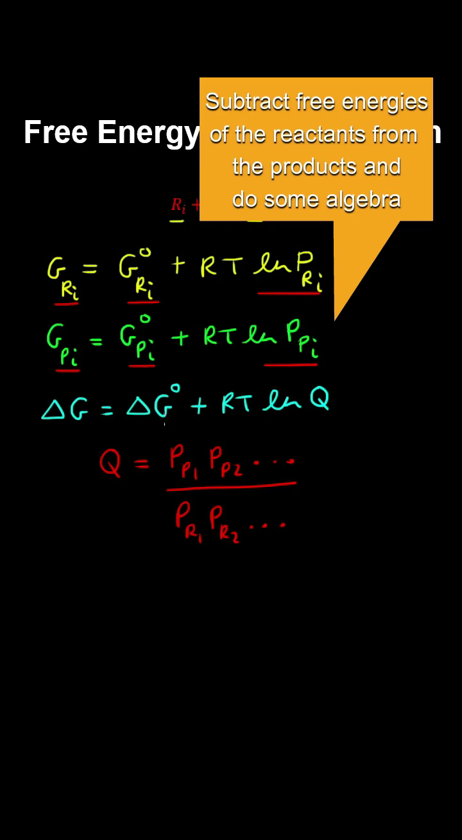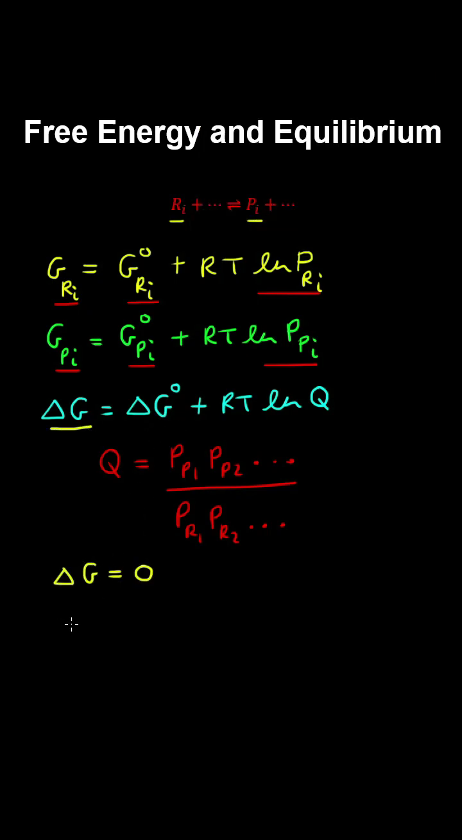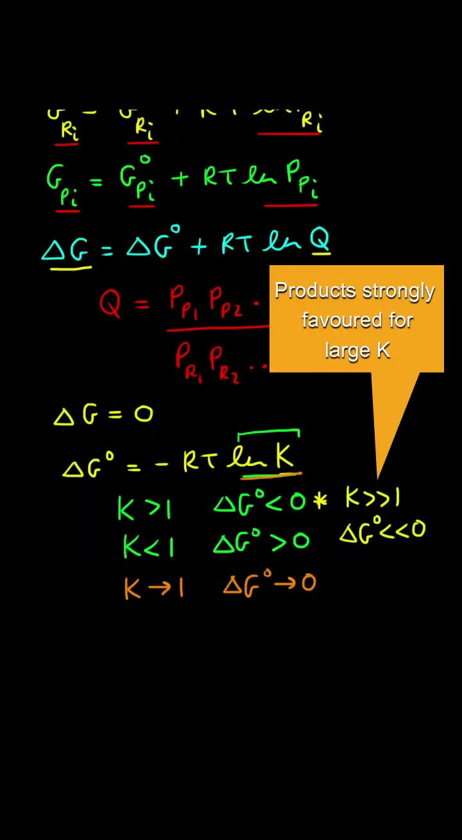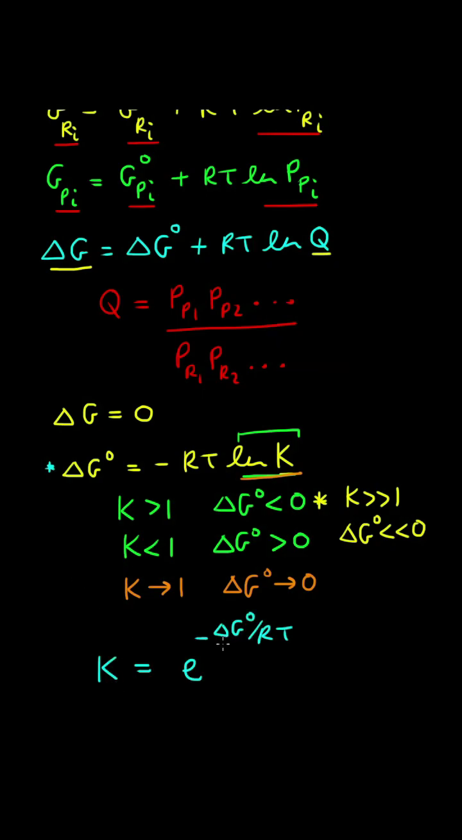Now at equilibrium, the Gibbs free energy change is 0, and therefore we obtain the following expression: if the equilibrium constant is greater than 1, then this term is positive, and therefore the reaction favours the products. And in a similar way you can obtain the following conditions. And you can apply some algebra to solve for the equilibrium constant, where you can draw similar conclusions on the effects of delta G naught on the equilibrium constant.